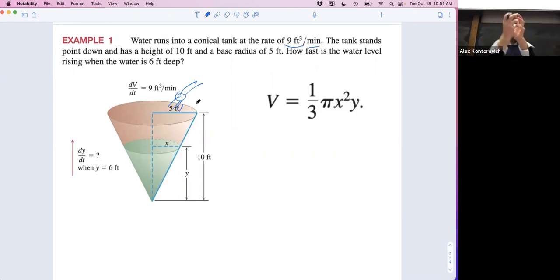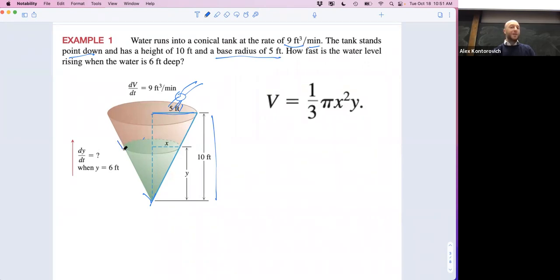Okay, cubic feet, that's how you would measure the volume of water per minute. That's how much is going in. So water is flowing in. The tank stands point down, and has a height of 10 feet. So this is 10 feet. And a base radius of 5 feet. Base radius, not diameter, but base radius. Okay. So there's water pouring in and it's filling up.